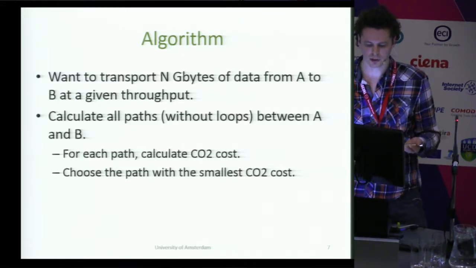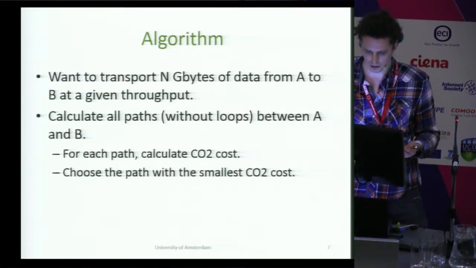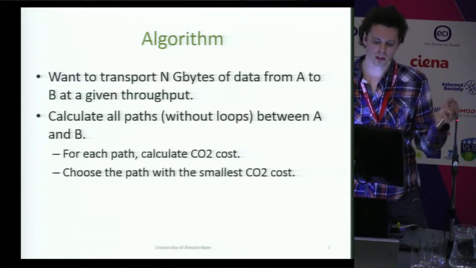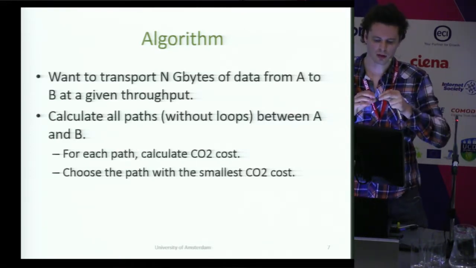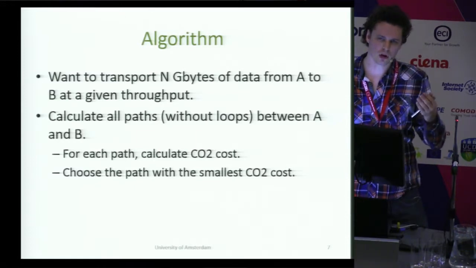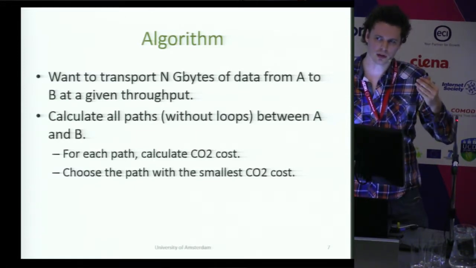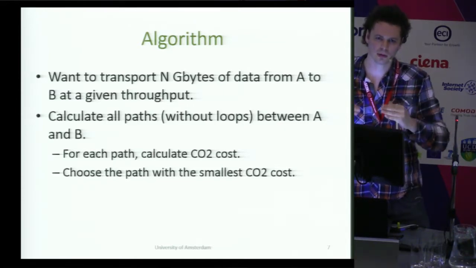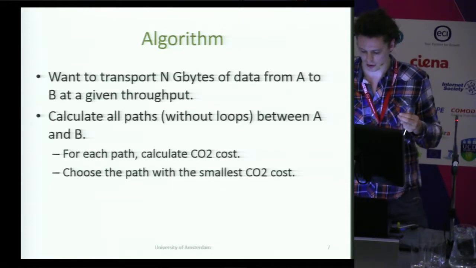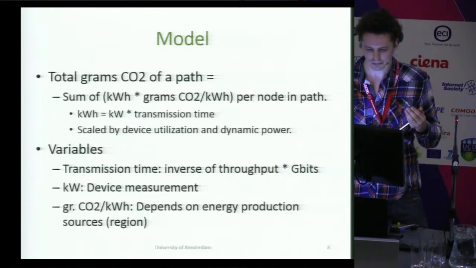So this is what I just explained. You want to transport a certain amount of data from point A to point B, and you want to know which path will cause the least amount of CO2 emission. So you have to know all the paths, calculate the CO2 impact for each of them, and then choose the most appropriate one.